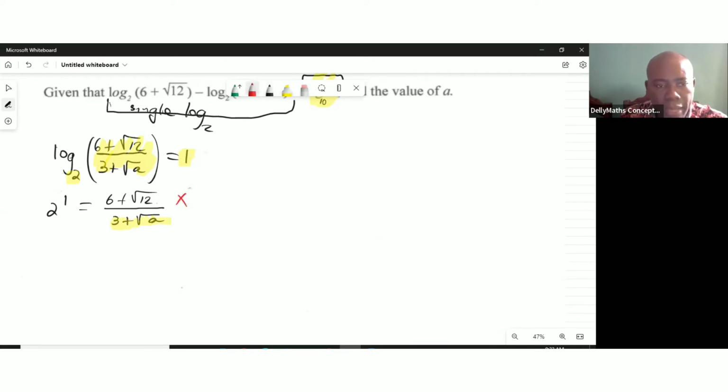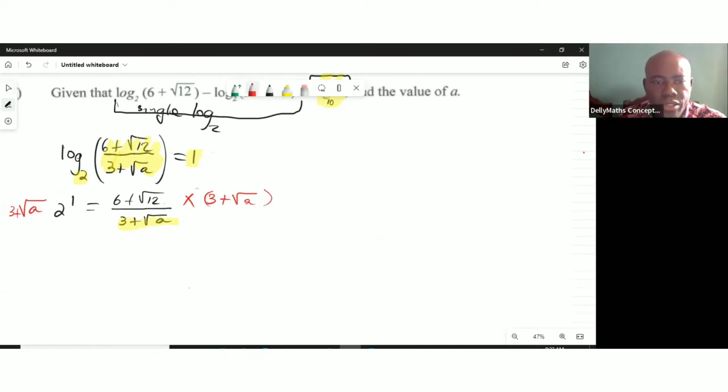So we want to multiply this side by 3 plus the root of a, and we're going to do it here, 3 plus the root of a. In doing so, we will see that this would have canceled itself on the right side. So on the left side, what we really have is 3 plus the root of a, open bracket, with a 2 to be distributed, as in 6 plus the root of 12.